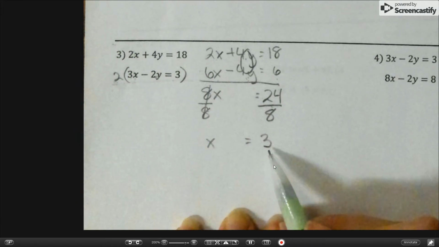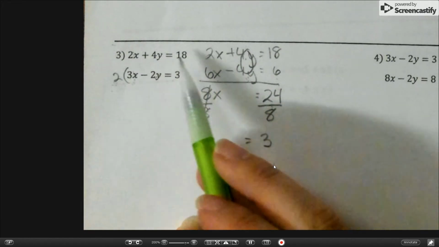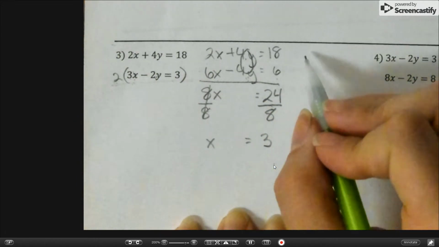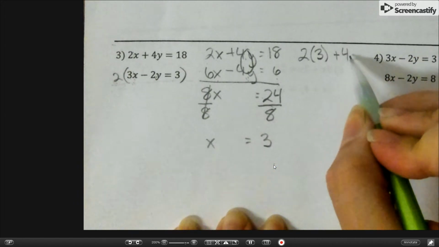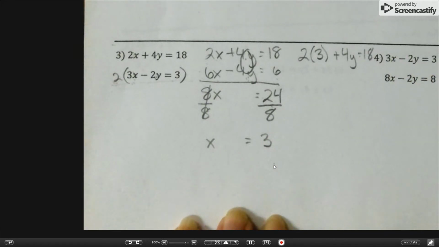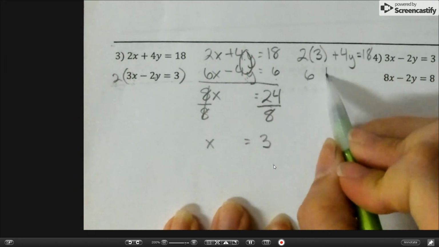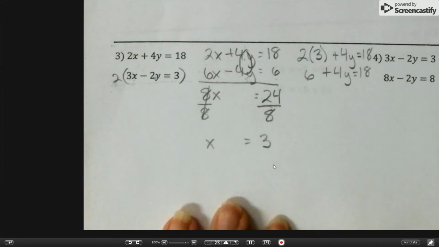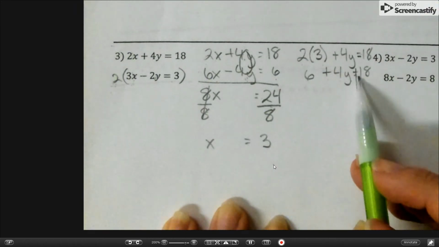Okay, so that's half of our answer, but we also need the y value. So what I'm going to do is rewrite this equation again, but instead of x, I'm going to write 3. So we have 2 times 3 plus 4y equals 18. That's an equal sign. Okay, so our 2 times 3 is 6. And I'm going to bring everything else down. I'm just simplifying this equation. And then now we can solve for y. So we have 6 plus 4y equals 18.